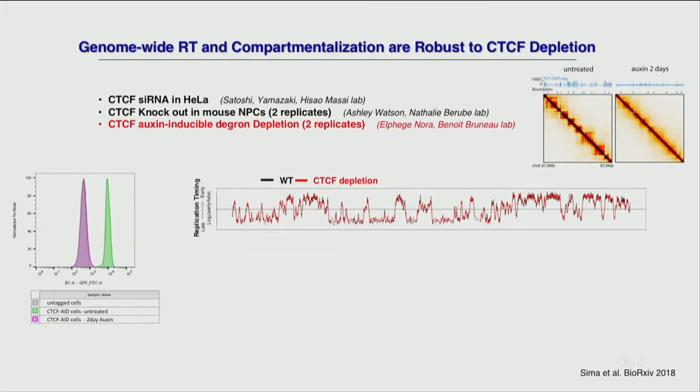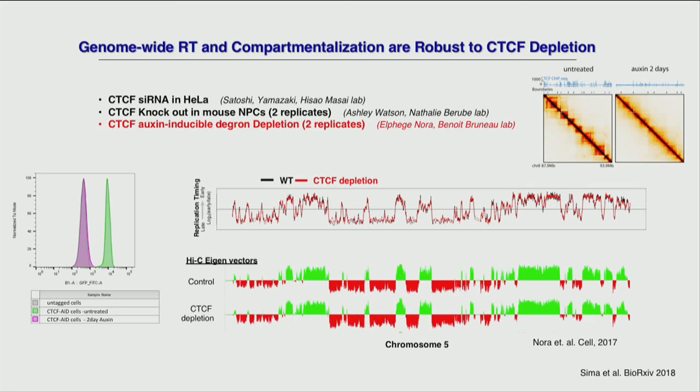So consistent with the lack of requirement of the CTCF-associated boundary in replication timing at the DPPA2/4 domain, we found that the genome-wide replication timing and compartment are robust to CTCF depletion. These are the same samples from Elphège Nora, in which they used auxin-induced degradation of CTCF at the protein level and showed that TADs are almost eliminated, but compartment remains. So both replication timing and compartment are resistant to CTCF depletion.